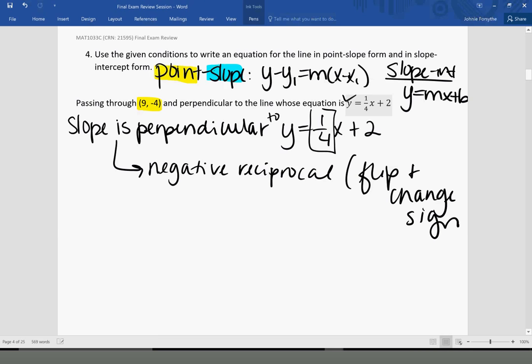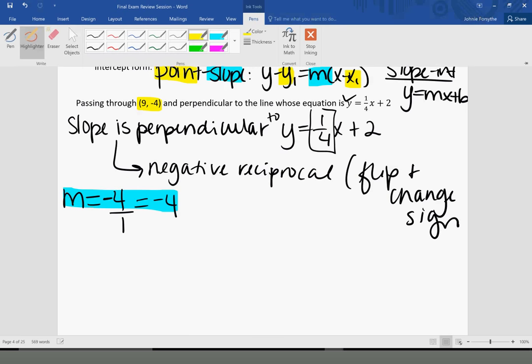So the slope that we need, m equals 4/1, and then we change the sign. So we took that 1/4, we flipped it, and then we changed the sign. And negative 4/1 is negative 4. So that is the slope that we need. So we have a point, we have a slope, so we can put that information right into point slope form.